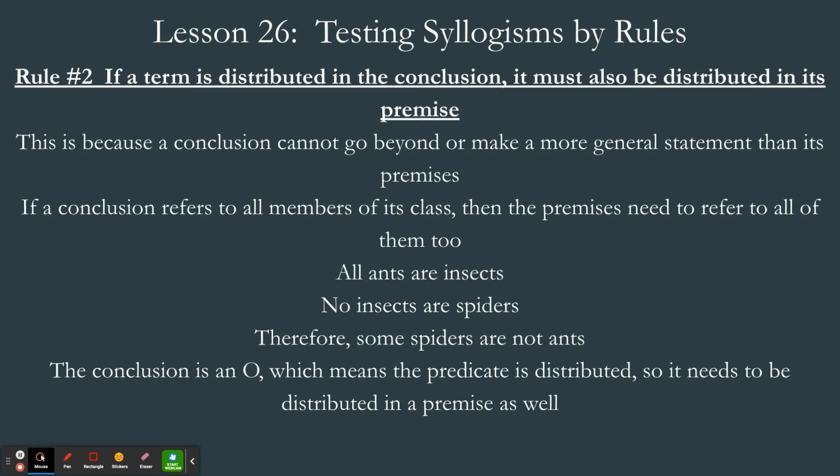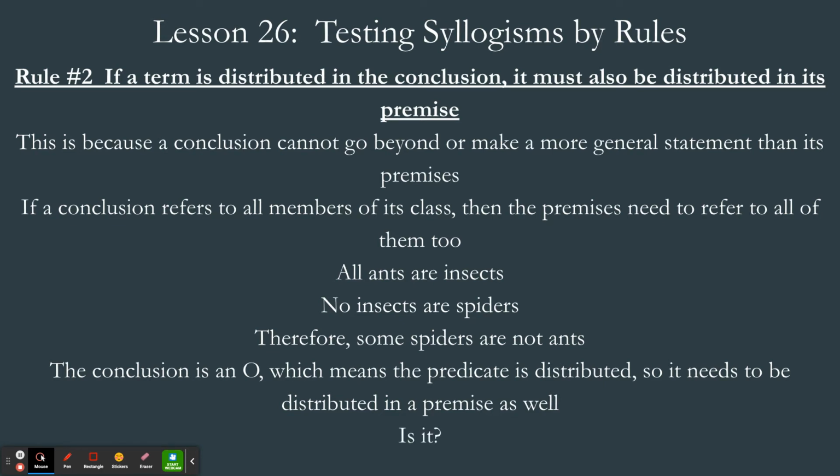Is ants distributed in the major premise? Yes, it is. Why is that, Georgia Brooks? Because it has all. Yeah, it's the subject of an A. Okay, so do we get that? In your conclusion, if your minor term is distributed, it needs to be distributed in the minor premise. If your major term is distributed, it needs to be distributed in the major premise. Okay? So in this case, ants is distributed. It's the predicate of an O, and ants is distributed in the premise. It's the subject of an A.